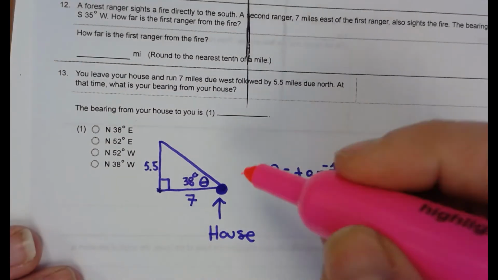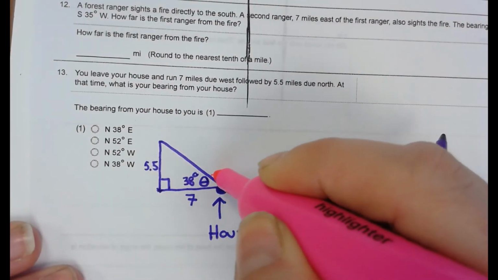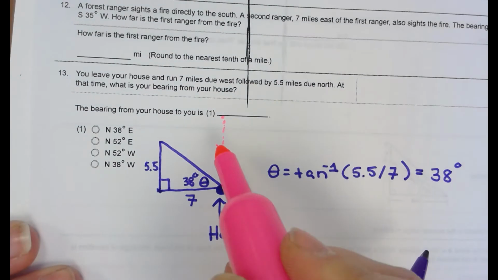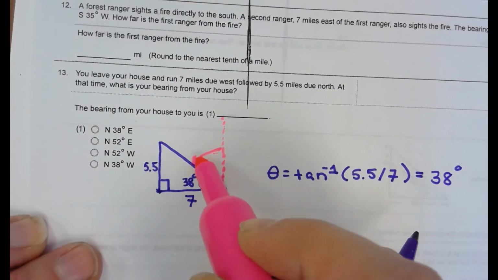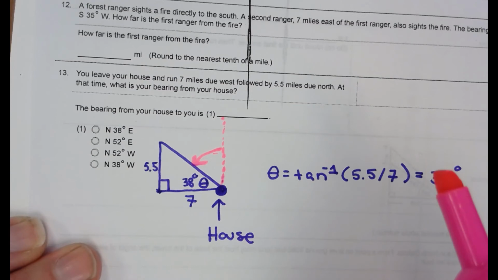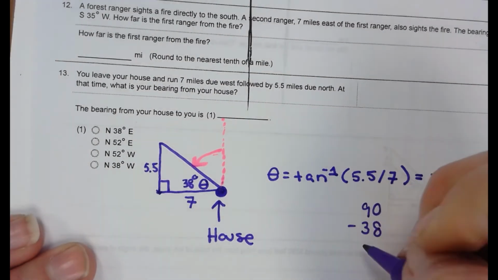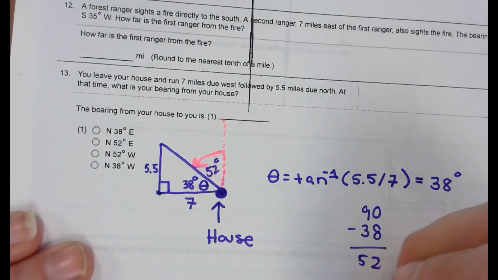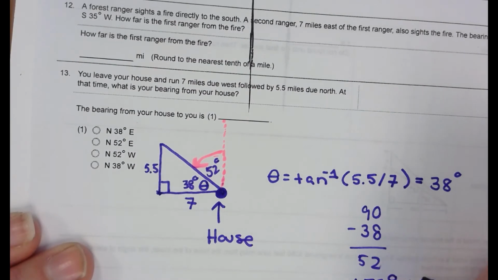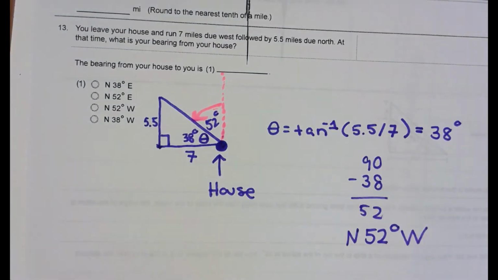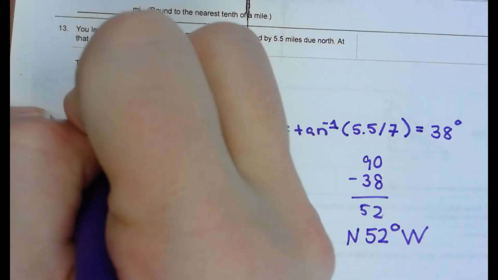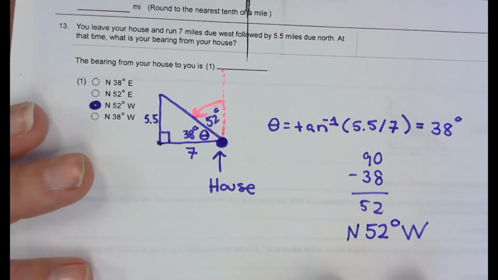First of all, I notice that we're going up, so I'm going to draw north. And then it turns west to get there. So what is 90 minus the 38? 52. So our answer is going to be that we face north, turn 52 degrees towards the west. Is that one of our answers? Yes, which one? A, B, C, D? C. Okay.